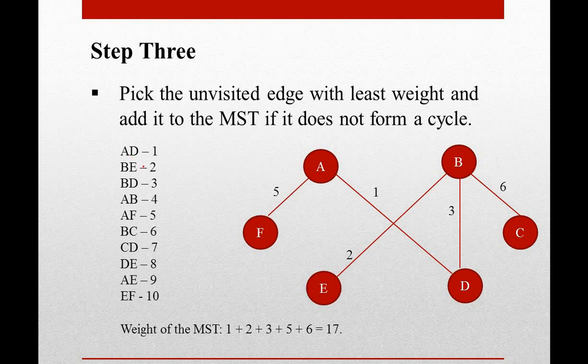Let us first pick the one with the least weight. So this is a greedy approach. Let's pick this one. So AD is picked. Let us add it. So this is visited. Now let's pick the second one, which is BE. Obviously it doesn't form a cycle either. So we have AD here, we have BE here, and let's have the third one. So this is also visited.